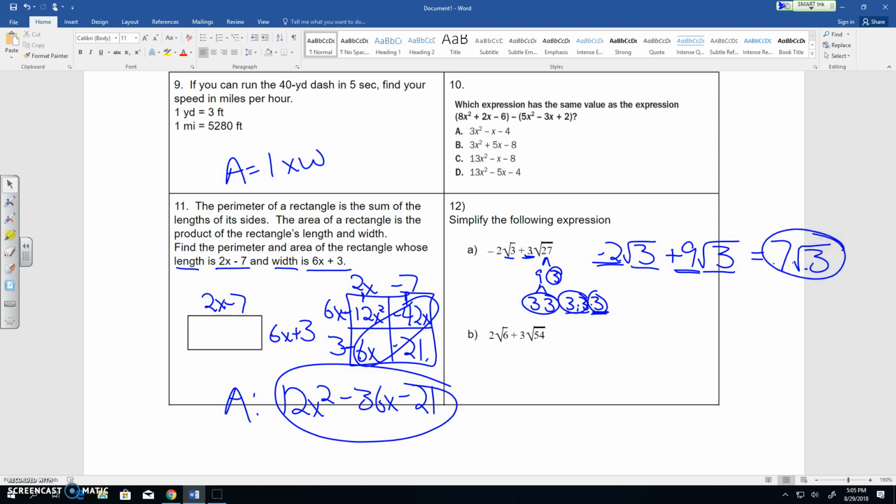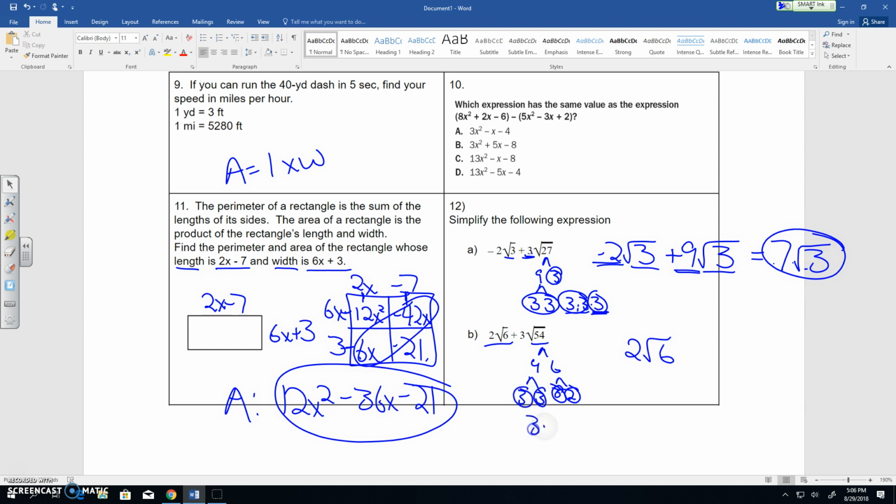For part B, same concept. The 2 on the square root of 6 will not break down, so that's 2 on the square root of 6. But we do have a 54 that'll break down. So 54 breaks down into 9 and 6. 6 breaks down into 3 and 2. And then 9 breaks down into 3 and 3.